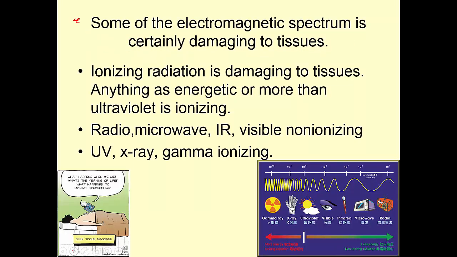Some of the electromagnetic spectrum is certainly damaging to tissues. Ionizing radiation is damaging to tissues. Anything as energetic as or more than ultraviolet is ionizing. So radio, microwave, infrared, visible are non-ionizing. UV, X-ray, gamma ray are ionizing. So that means those are certainly damaging. Okay?